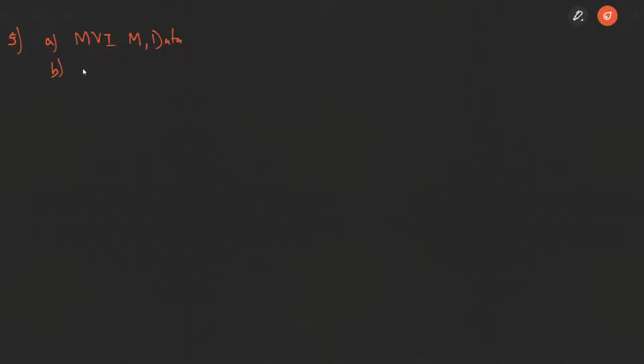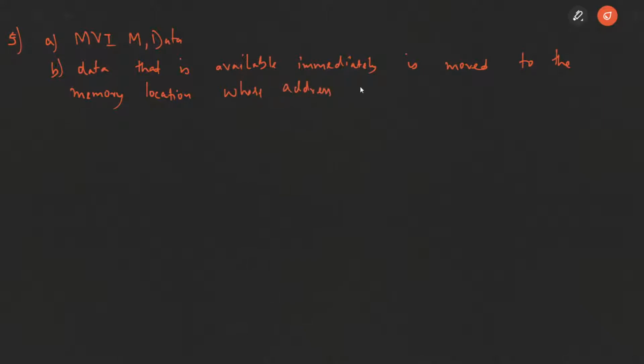But in this case, this data that is available immediately is moved to the memory location whose address is in the register pair, that is M. Fine. So if you see the macro RTL, M, that is H comma L, will be carrying the data.